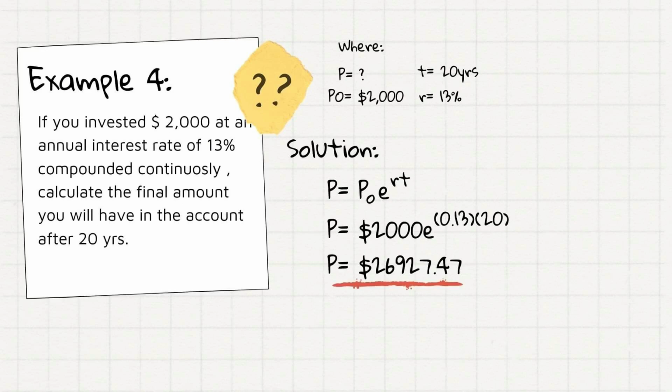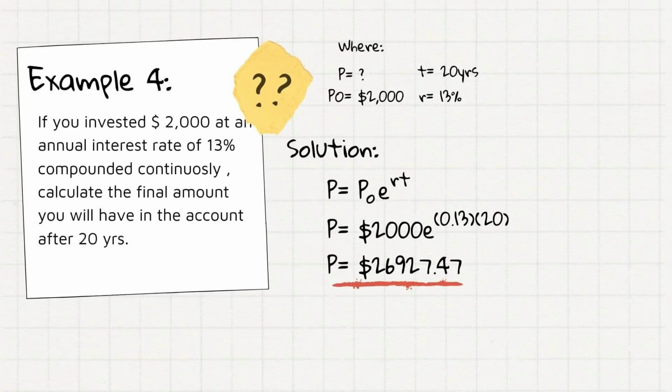Good day everyone, my name is Leia Ministerio and this is example number 4. So if you invested $2,000 at an annual interest rate of 13% compounded continuously, calculate the final amount you will have in an account after 20 years.